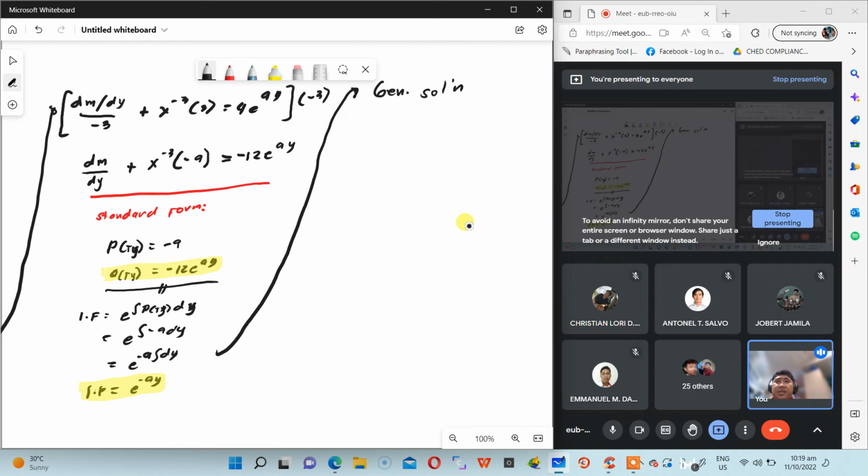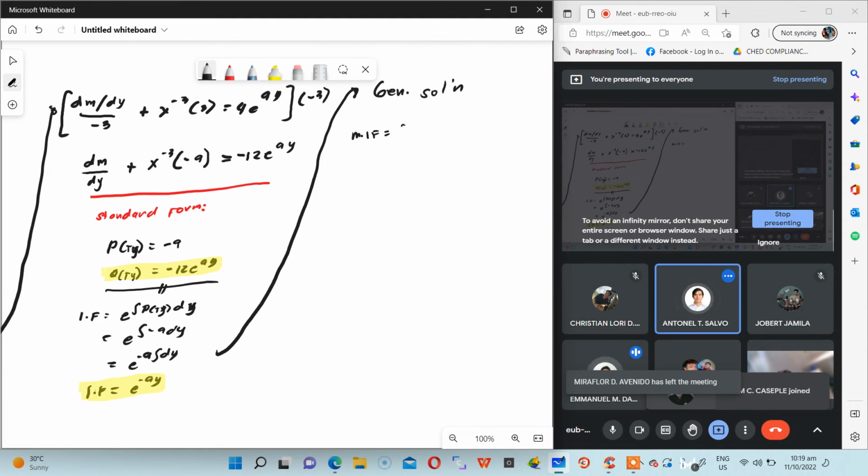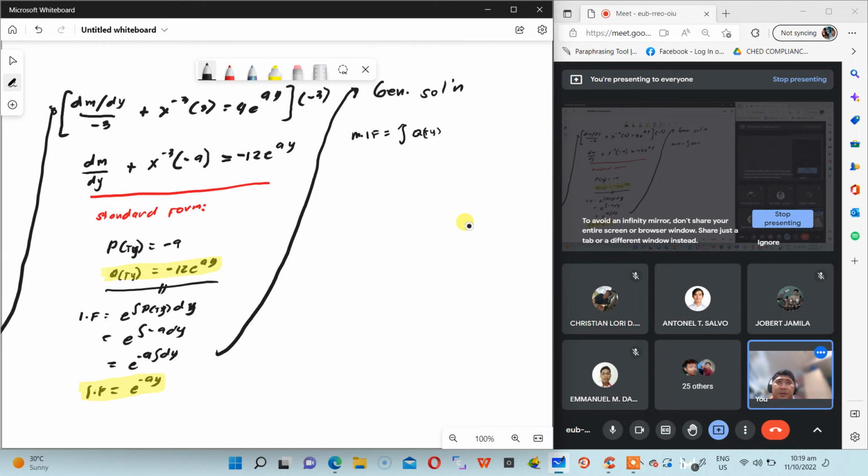So, general solution. What is our general solution form? That is M times the integrating factor equals the integral of Q of y times the integrating factor dy plus c. Very good. Need to remember this one so that we could just substitute.